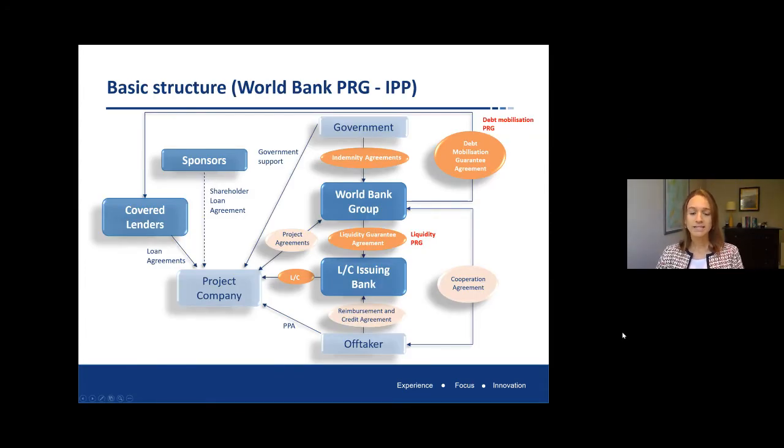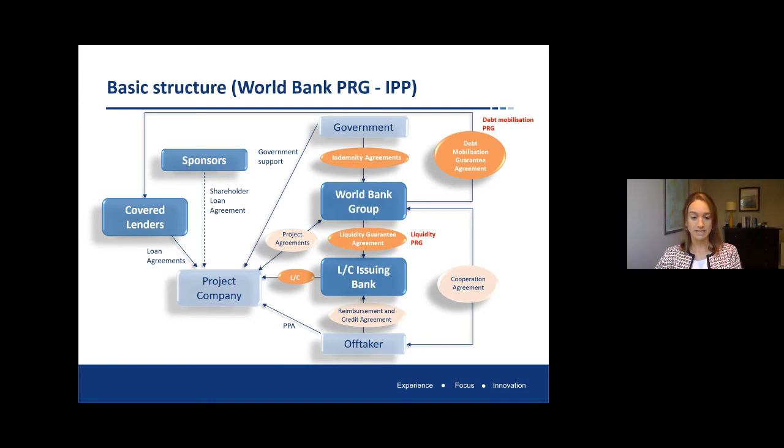We thought that, having set the scene, it might be worth having a slightly more detailed look at the documentation structure and project structure of a typical transaction using both the debt mobilisation and liquidity PRG products that Simon referred to. The structure here is actually a simplified version of the Azura IPP transaction in Nigeria. And on that transaction, we used both the debt mobilisation PRG and the liquidity PRG.